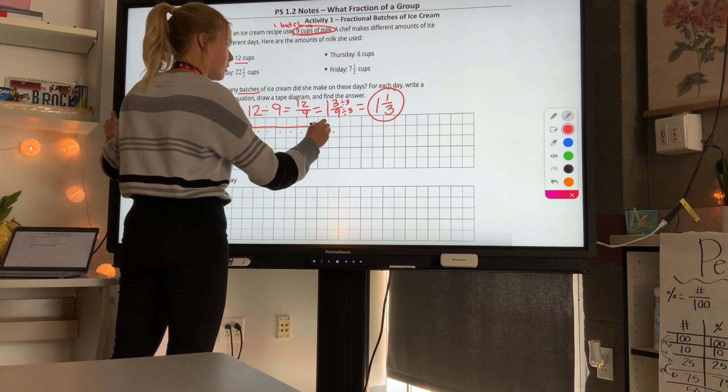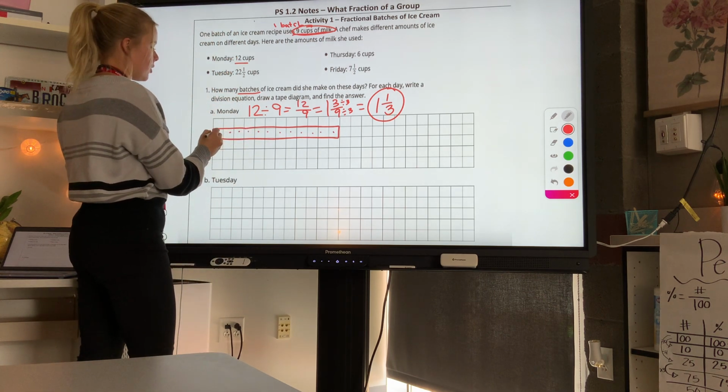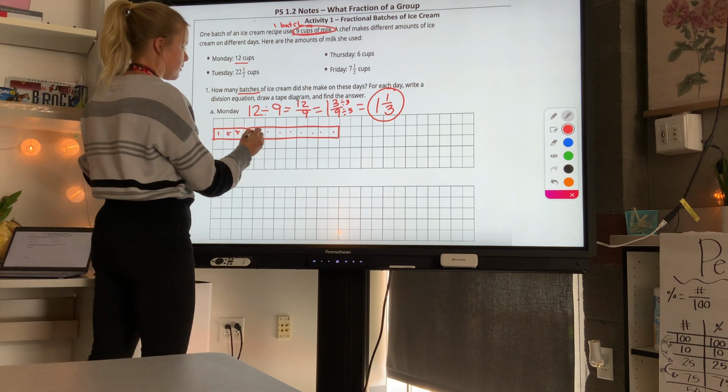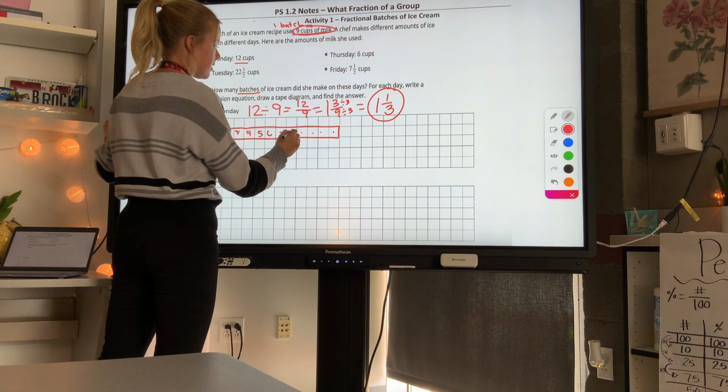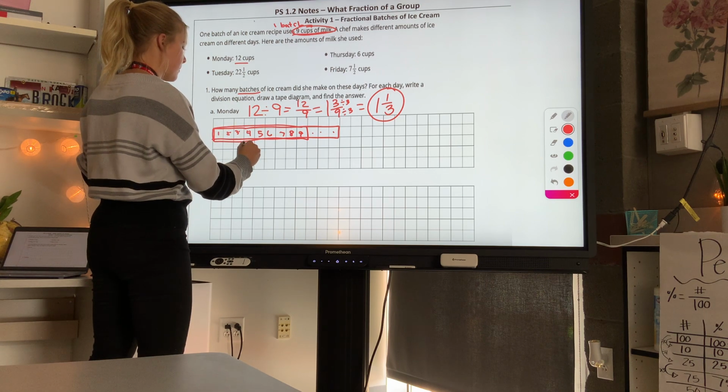So this would be 12 cups. And we're seeing how many groups of 9. So 1, 2, 3, 4, 5, 6, 7, 8, 9. This is one batch. So this would be one batch.